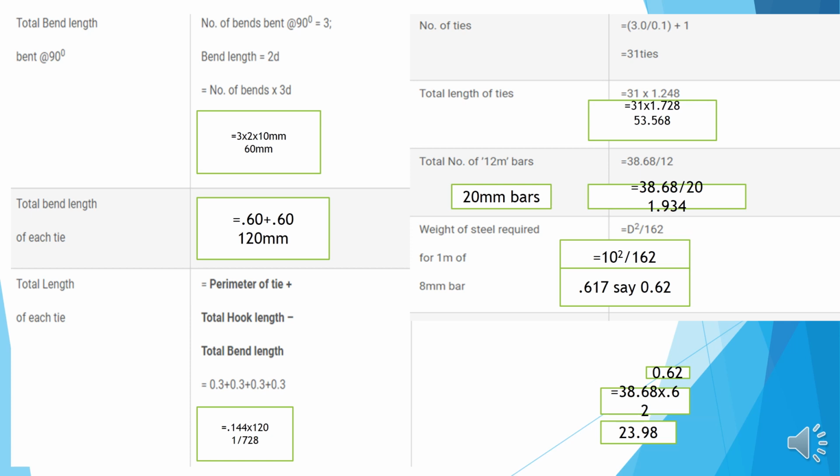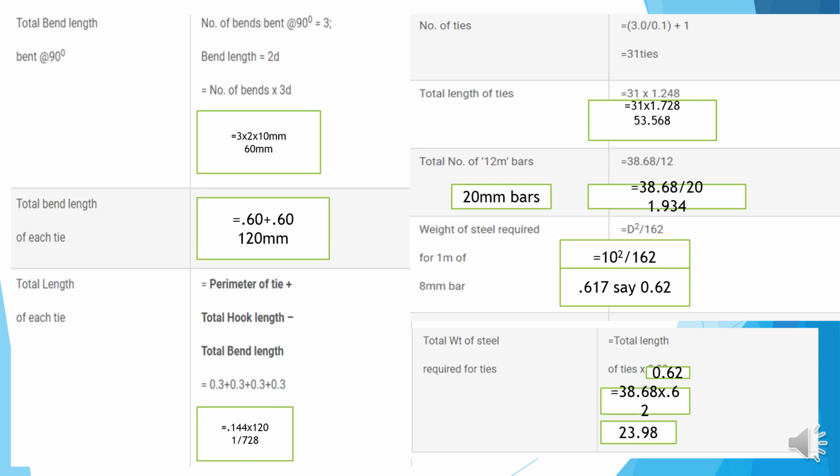Total number of 10 mm bars, considering 12 meter long bars, 38.68 divided by 12 is equal to 1.934. Weight of the steel required is D square by 162. For 1 meter of 10 dia, 10 square divided by 162 is, let us say, 0.61, let us say 0.62 kgs. Total weight of the steel is equal to total length of ties into 0.62. 38.68 into 0.62 is equal to 23.98, which is the total stirrup weight.